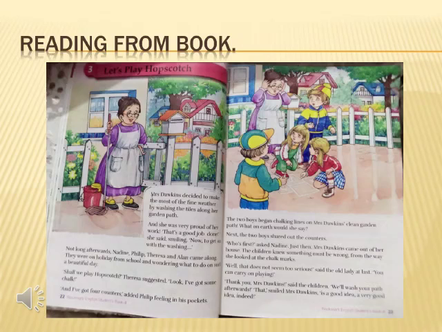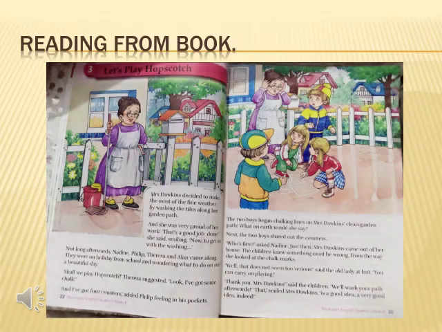Shall we play hopscotch? Teresa suggested. Look, I've got some chalk and I've got four counters, added Philip, feeling in his pockets. The two boys began chalking lines on Mrs. Dawkins' clean garden path. What on earth would she say? Next, the two boys shared out the counters. Who's first? Asked Nadine. Just then, Mrs.